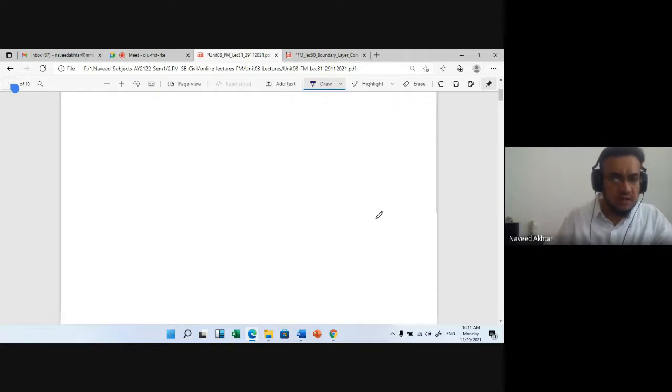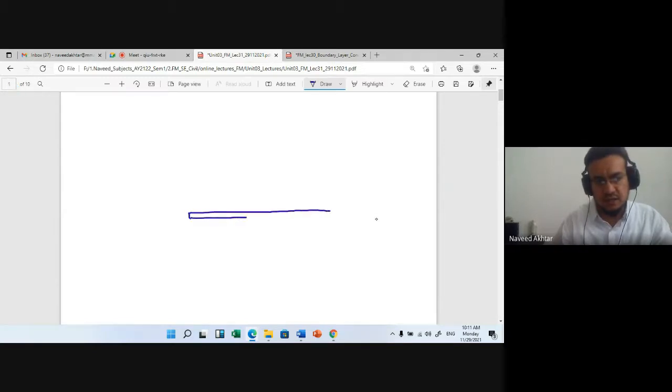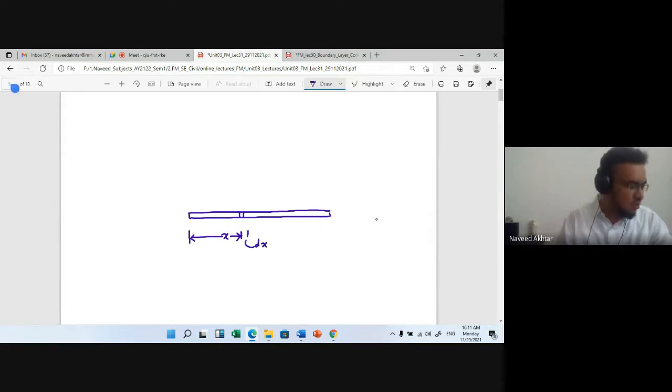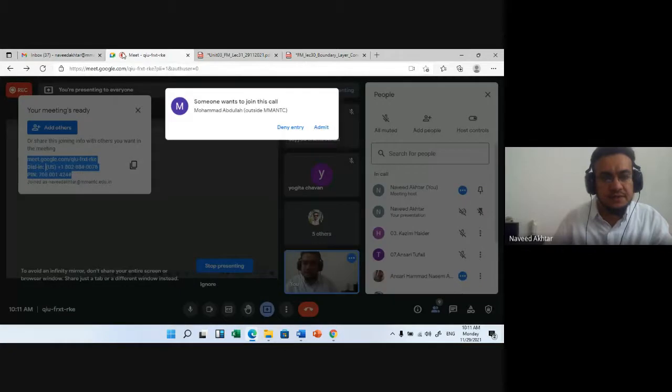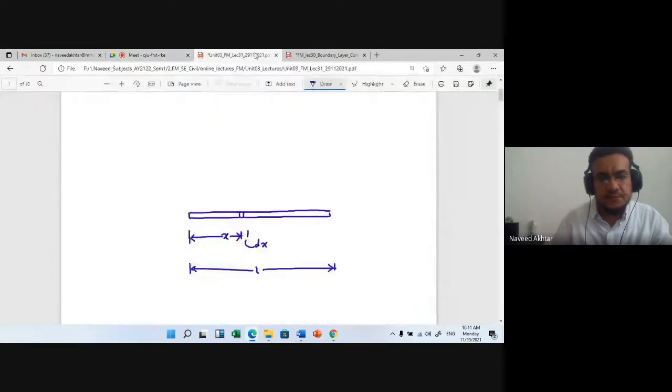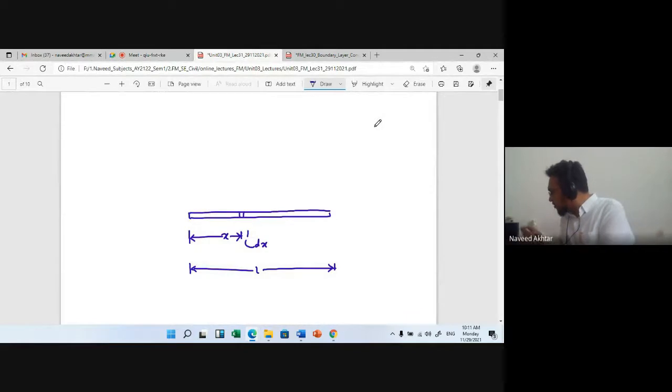The same figure you have to draw, guys. The plate having a length L, at a distance of x, this thickness is delta x, and the length of the plate is L. Draw this figure. It is important.